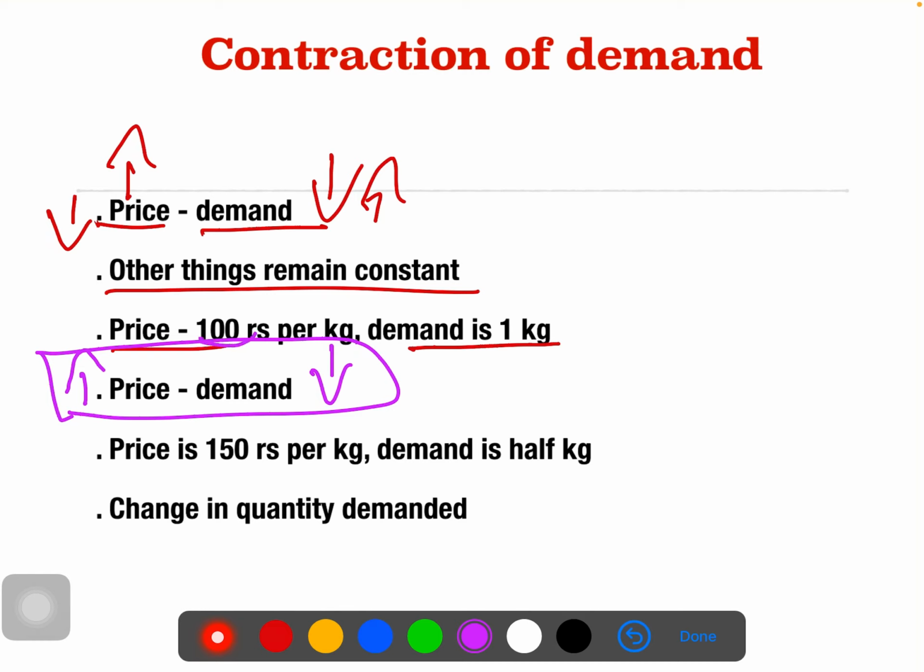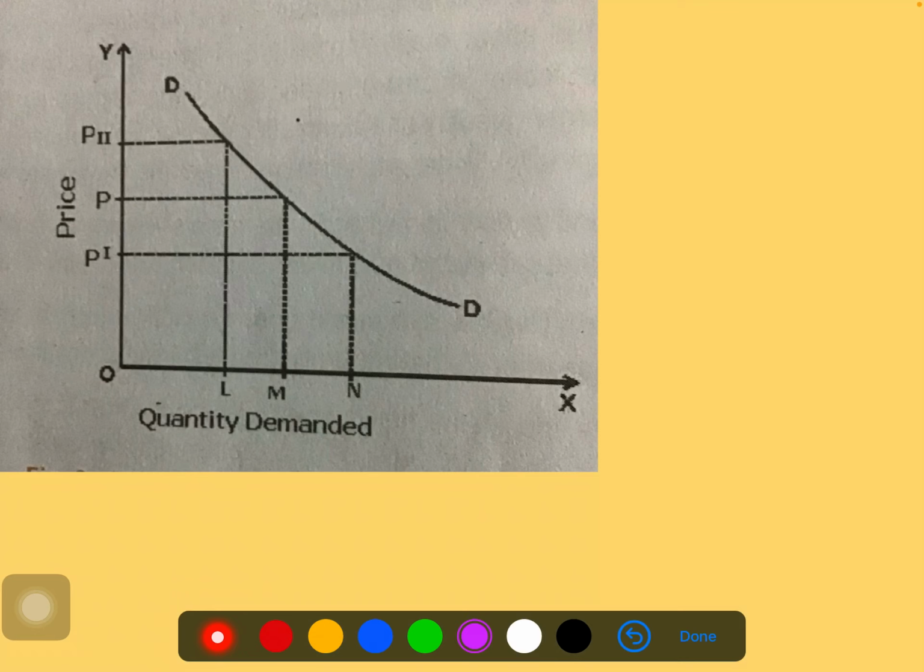We'll see that with the next example. The price was 100 rupees, and from 100 rupees the price got increased to 150. As I told you, whenever price increases, demand is going to decrease. So we can see that instead of purchasing 1 kg, now we are purchasing half a kg of apple. The quantity demanded got decreased. Whenever the quantity demanded decreases, that's called contraction. Contraction means quantity demanded is decreasing or reducing. We'll understand that with the help of a diagram now.